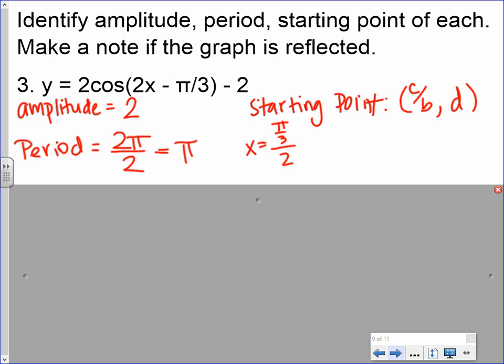Some of you can do this in your head. Some of you need a little bit of visualization. I'm going to remind you that we have pi over 3. When we're dividing by 2, that is the same as multiplying by 1/2. Okay? So the X coordinate of our starting point is pi over 6. And the Y coordinate for our starting point is what, Tiger? -2. Because of this guy right here.